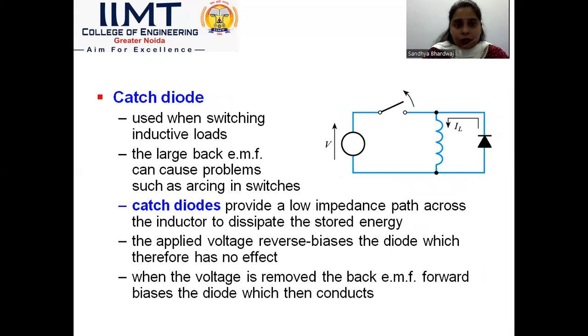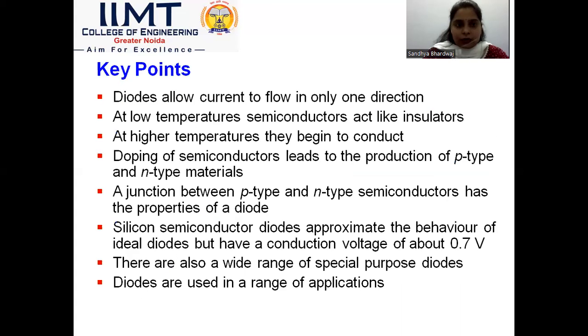Now again, the catch diode. A catch diode is used with inductive loads. A large back EMF can cause problems such as arcing of the switches. The catch diode provides a low impedance path across the inductor to dissipate the stored energy. When voltage is applied, it reverse biases the diode, which therefore has no effect. When the voltage is removed, the back EMF forward biases the diode, which then conducts.